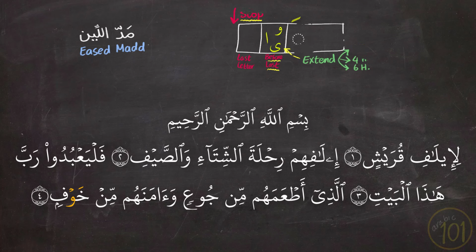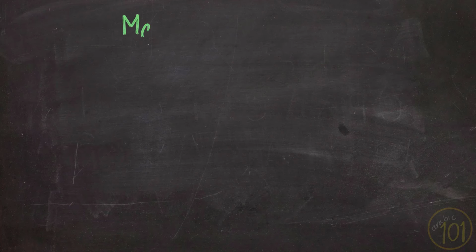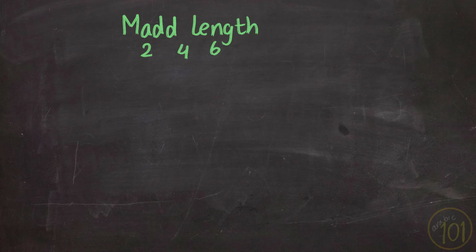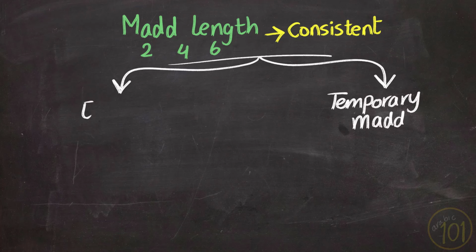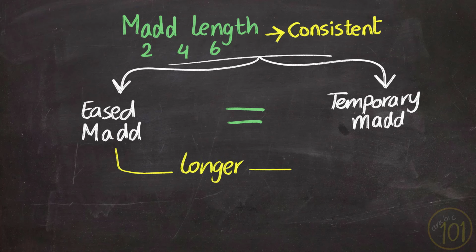Finally, in session 5 with temporary madd, we talked about that you should be consistent in your choices of the length of the madd. And this time with madd al-lin, it is the same story. So it is easiest to keep your temporary madd and madd al-lin the same length in your recitation. And in any case, madd al-lin should never be extended more than temporary madd in your recitation.